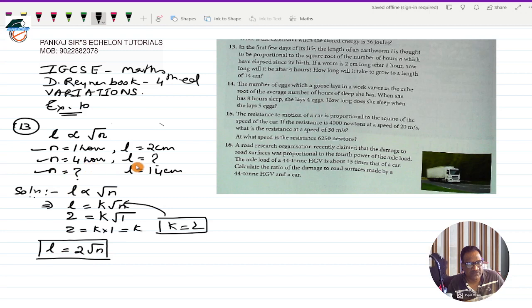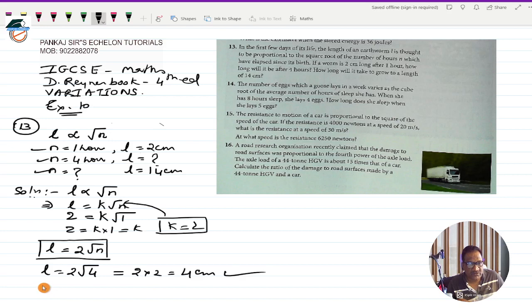So n is equal to 4 hours, what will be L? L will be equal to 2 times square root of 4, because n is equal to 4. This works out to 2 times 2, which is equal to 4. So L will be 4 centimeter. So the first answer is L will be 4 centimeter after 4 hours.